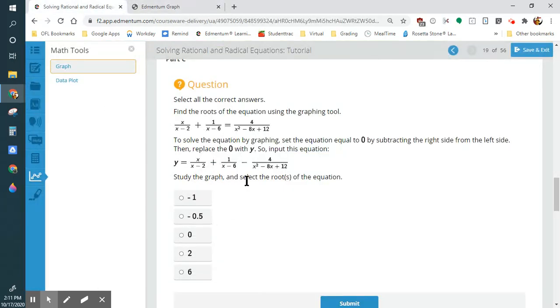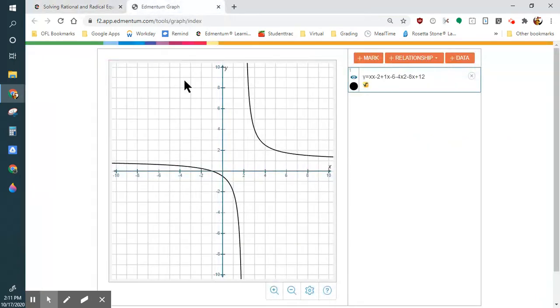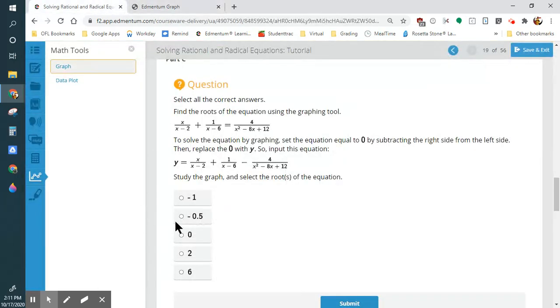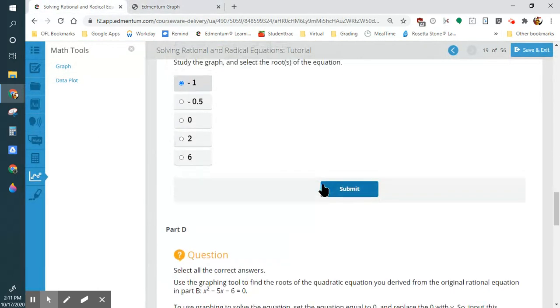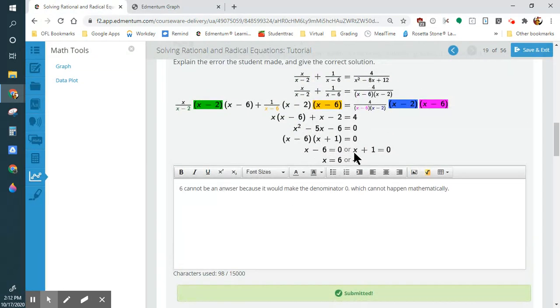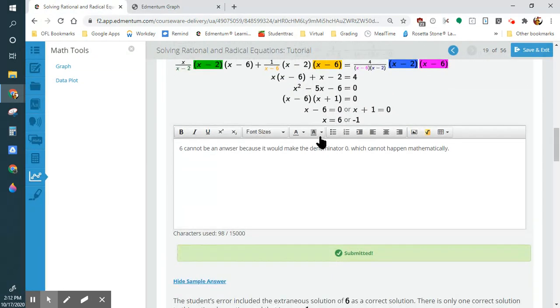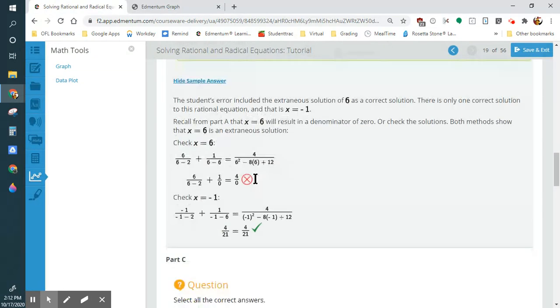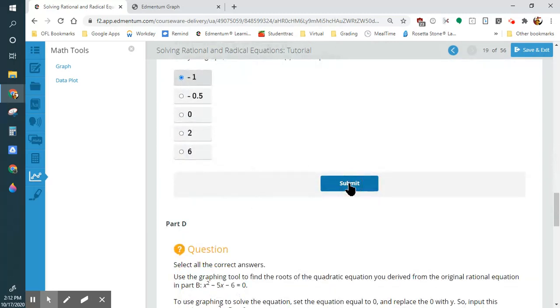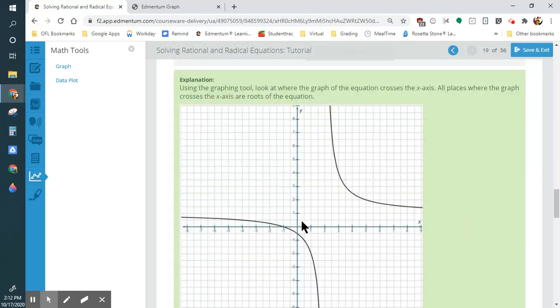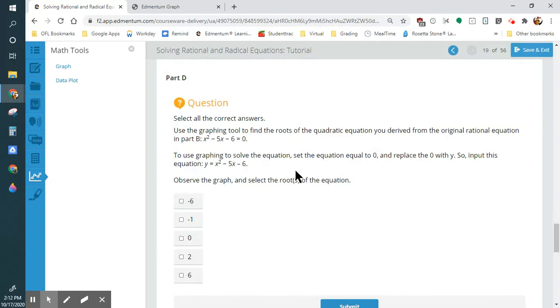All right, so study the graph, blah, blah, blah. Solve. We want to find where y equals 0. So if we find where y equals 0, it's -1, and that's about it. We can't have that 6, so we see that -1, so we're going to do -1. And we kind of proved that over here. They proved it here. It's just that we can't have 6 as an answer because it makes the denominator 0. So I'm going to click that. We're good to go. You can see the graph there.